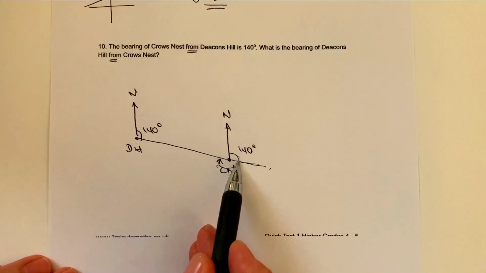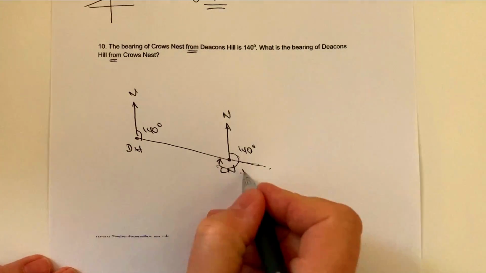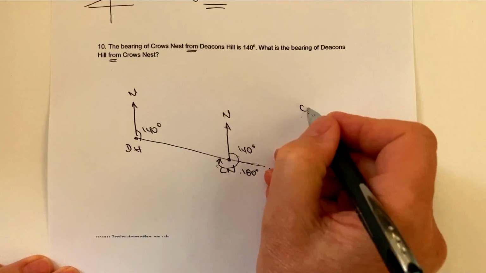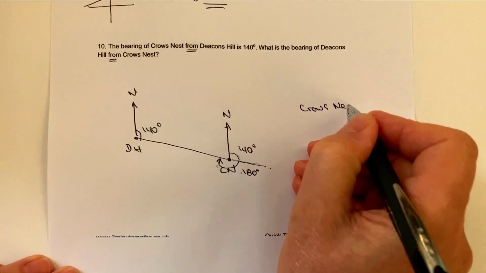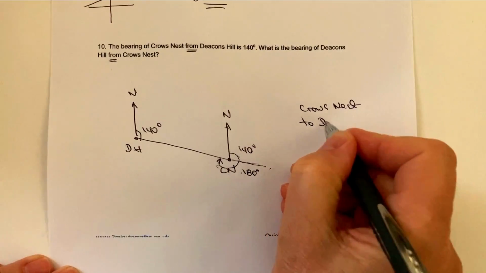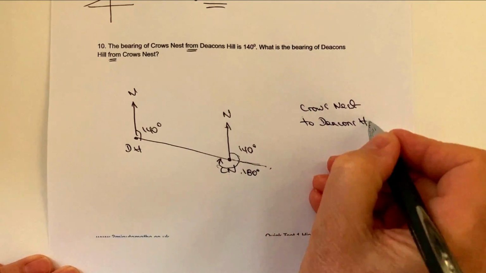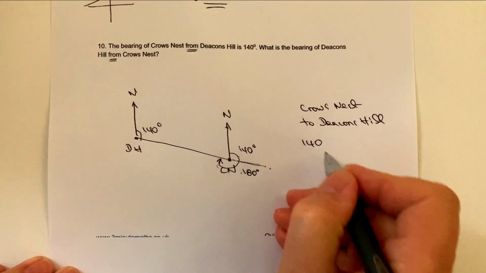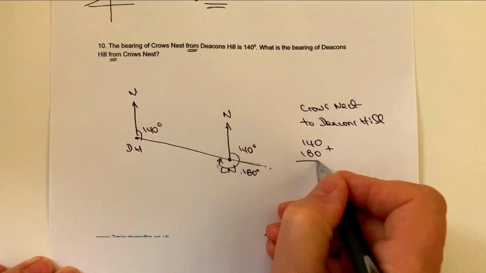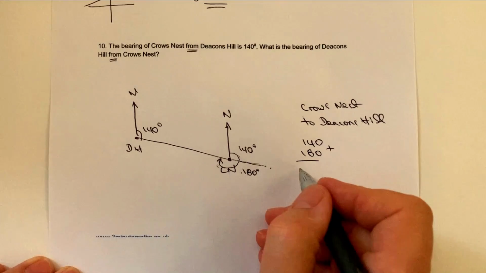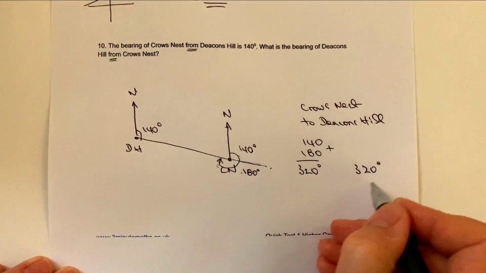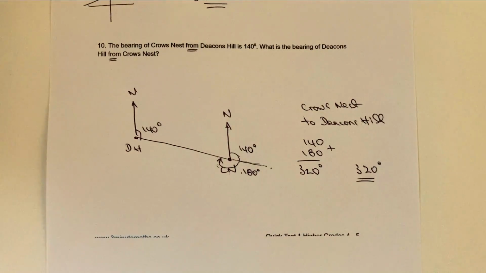So we've got 140 degrees to there, and then the rest of the bearing is going to be an additional 180 degrees. So the actual bearing of Crow's Nest to Deacon's Hill, I don't know if anywhere exists called Deacon's Hill, but I thought it sounded good. Okay, and that's going to be 140 plus 180 degrees, which is the straight line, and that's going to give us 320 degrees. So the actual bearing is 320 degrees. Be very careful about those questions. Really popular. They do come up such a lot.